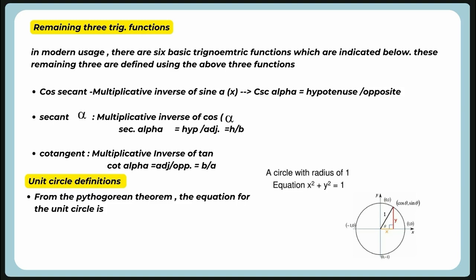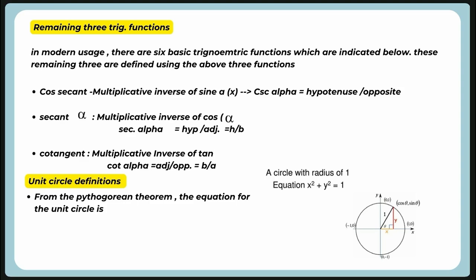Cosecant is the multiplicative inverse of the sine function, which is indicated as cosecant alpha, which is hypotenuse over the opposite, while secant alpha is the multiplicative inverse of cosine alpha, which is hypotenuse over adjacent, which is h over b. So your cotangent is the multiplicative inverse of tan. So you have your cotangent alpha, it's adjacent over opposite, which is b over a.